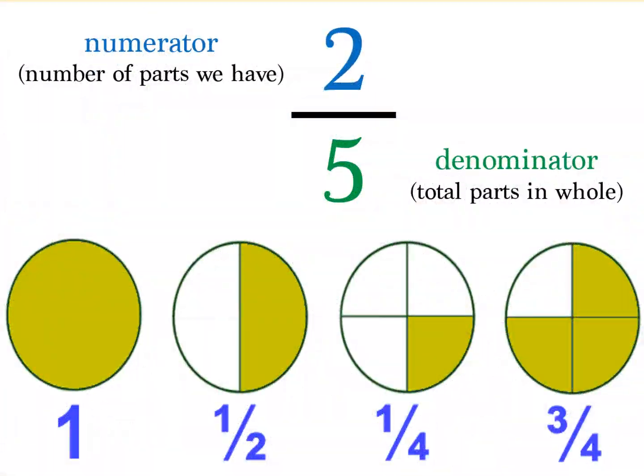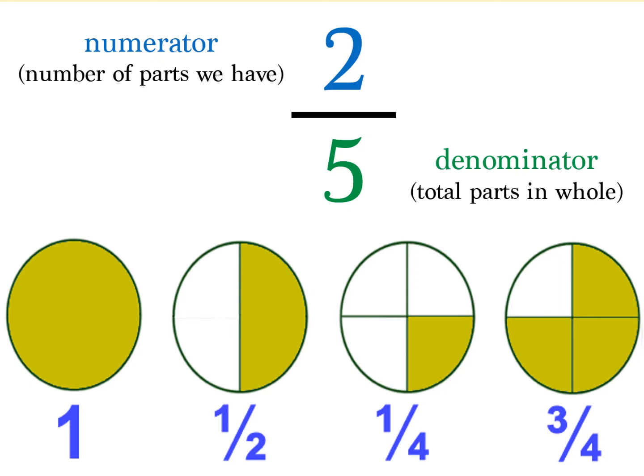My sweeties, like I said before, in any fraction we have a number that's written up, it's called the numerator, and it shows the number of parts we have. And the number that's written down is called the denominator, and it shows the total parts in the whole.